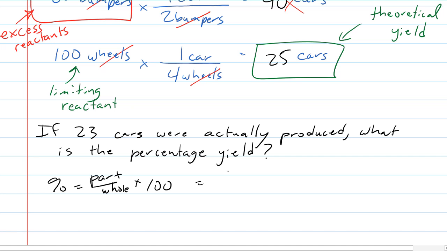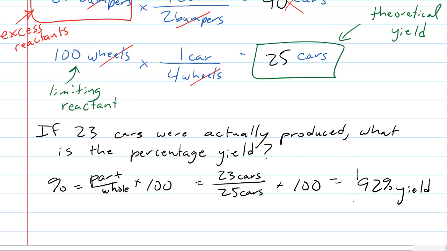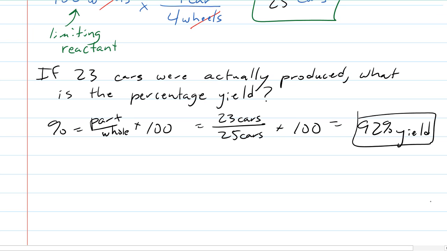So in this case, what is the part? 23 cars. What's the whole? 25. We then take this result, multiply by 100. We wind up with a 92% yield.